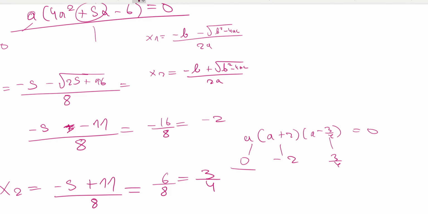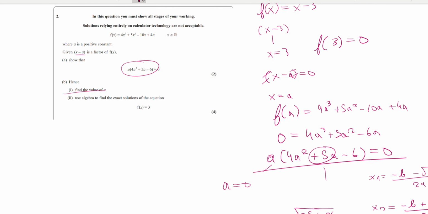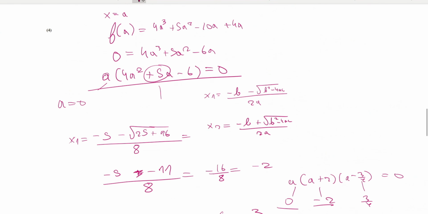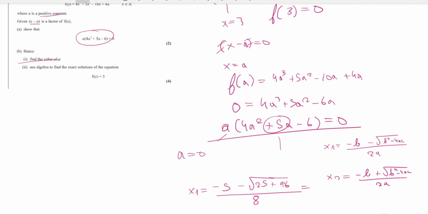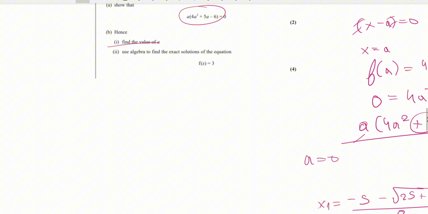So 0 is neither positive nor negative, and this is negative, and they told us that a is a positive constant, so our a is 3 over 4. What else did they say? Use algebra to find the exact solutions of this equation. So now if it's f of x, so let's do something like this.